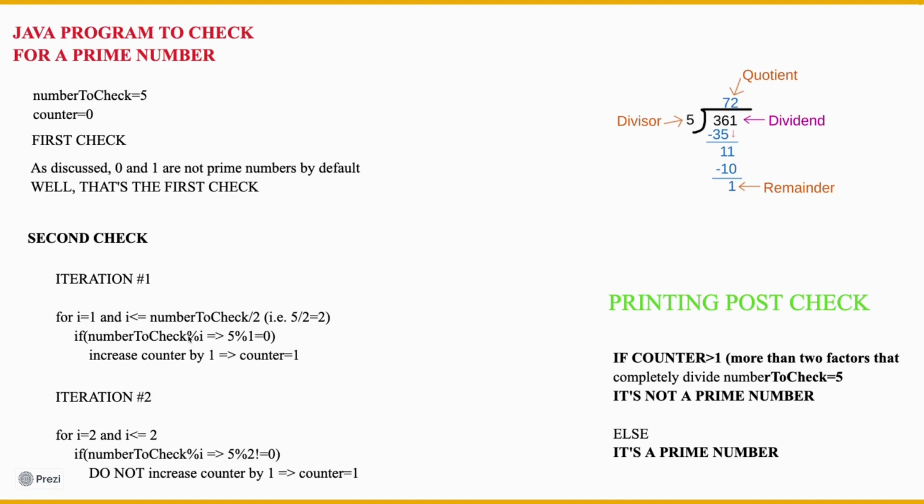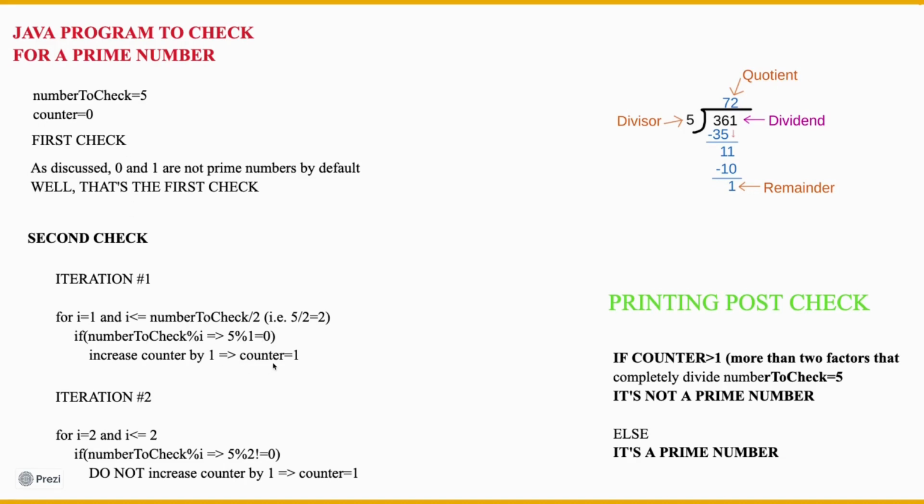Again, let's see the iteration number one more time. Iteration number 1 says for I is equals to 1 and I is less than or equals to number to check, that is 5 divided by 2, which is 2. So for I is equals to 1, is 1 less than or equals to 2? It is. So let's see if the number to check, that is 5 modular 1. So 5 modular 1 is 0. If it is completely divisible by that number and if the remainder is 0, then increase the counter by 1. So counter earlier was 0, now it is 1.